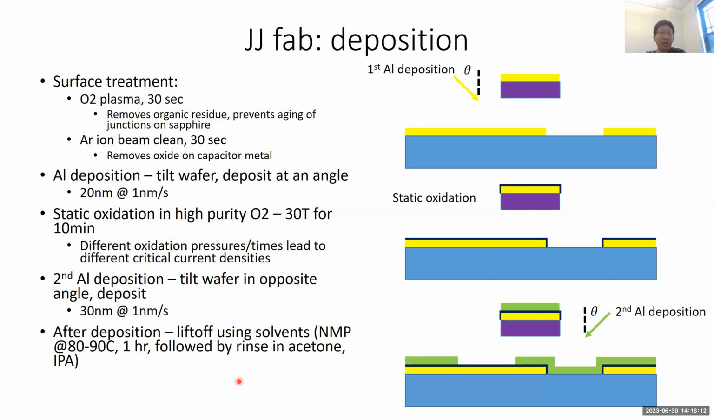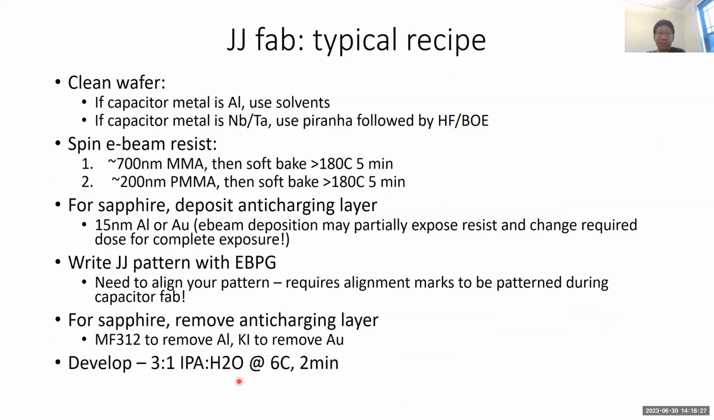Okay, so just to clarify on your anti-charging layer, do you deposit gold or aluminum on the resist or on the substrate? On the resist. Yeah. So the correct order is you spin your MMA, then you spin your PMMA, and then you deposit your anti-charging layer on top.